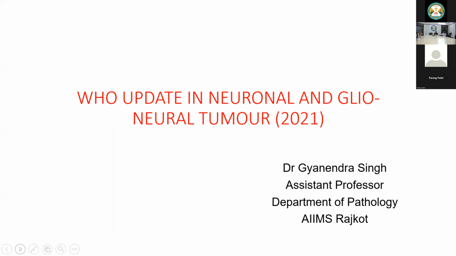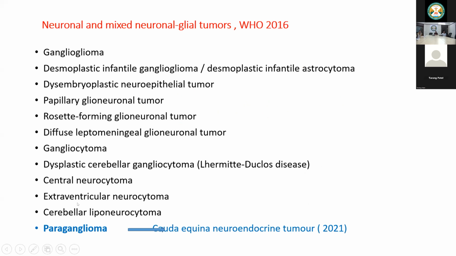So in this session, we will discuss the newly updated classification of neuronal and glioneuronal tumors in the 5th edition of the WHO classification of CNS tumors. So this is the 2016 classification of WHO CNS tumors in neuronal and mixed neuronal-glial tumors.